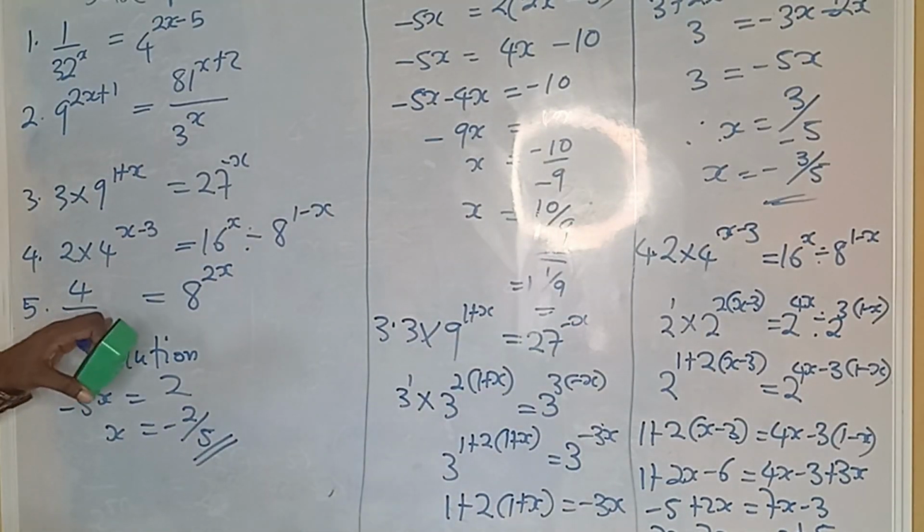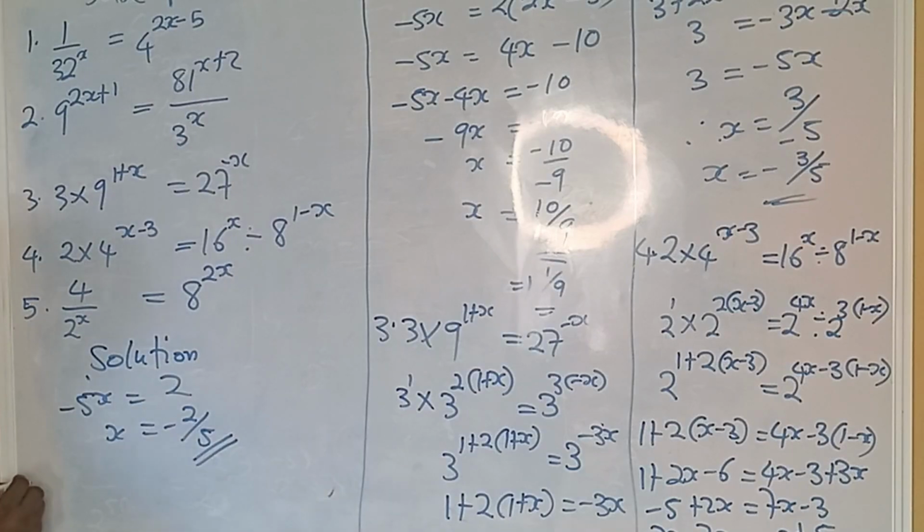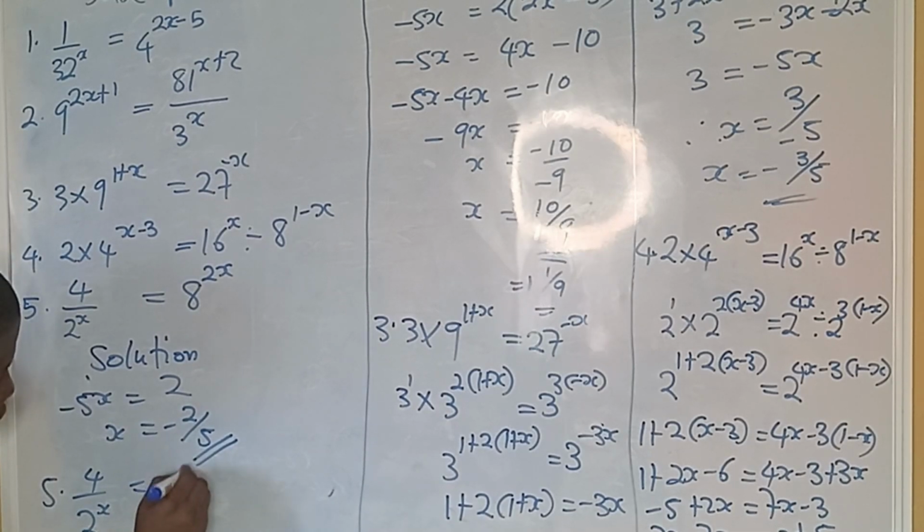Okay. So please, I want you to try the last one, which is what? Try this. Number 5. We'll have 4 over what? 2 raised to the power of x is equals to 8 raised to the power of what? 2x. Okay. So try this.